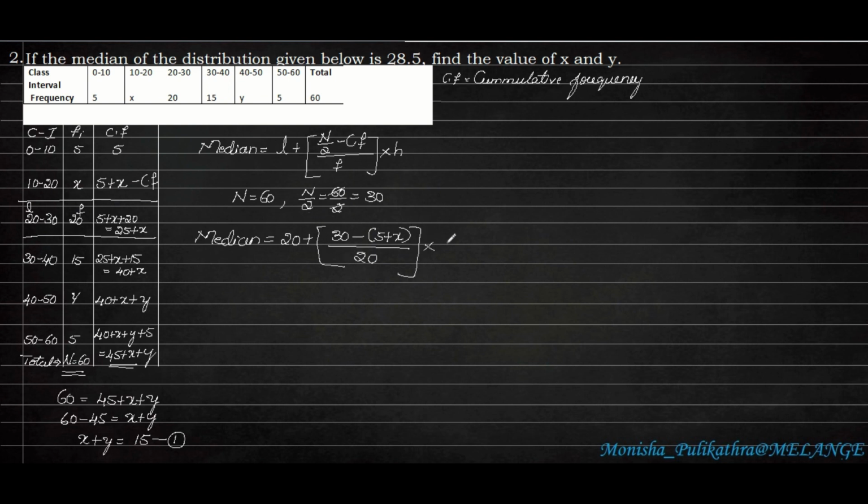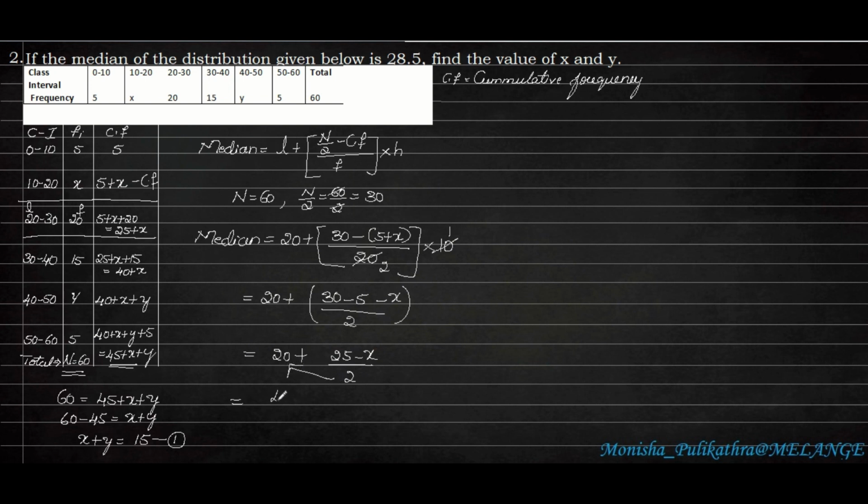So next, H. H is the class size. So 30 minus 20 is 10. So this is the class size. Okay, so here we can divide: 10 ones are 10, 10 twos are 20. Okay, so 20 plus 30 minus 5, minus x divided by 2. So here it will become 20 plus 30 minus 5 is 25, minus x, divided by 2.